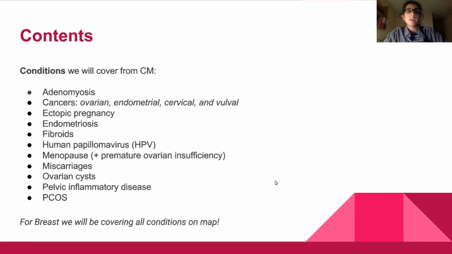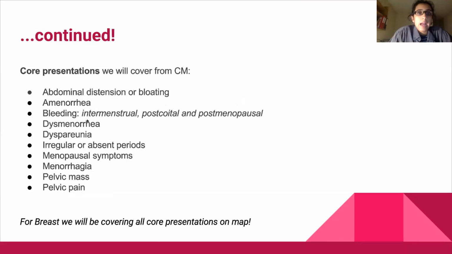Okay, so the conditions that we're going to cover from the core conditions list will be adenomyosis. We'll be looking at the various gynecological cancers. We'll also do some things on ectopic pregnancy, endometriosis, fibroids, HPV related to cervical cancer, menopause, miscarriages, ovarian pathology like cysts, a bit on pelvic inflammatory disease, and PCOS as well. For breast, we'll be covering all the core conditions on the curriculum map. These are the core presentations that we'll be covering from the curriculum map.